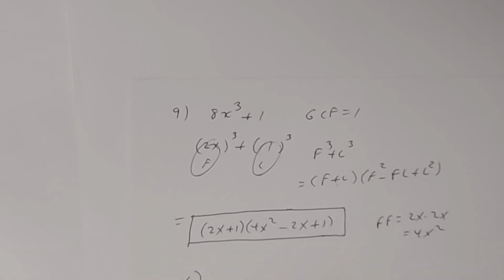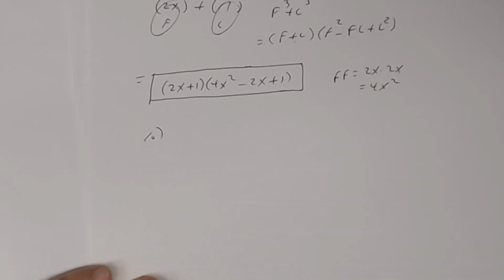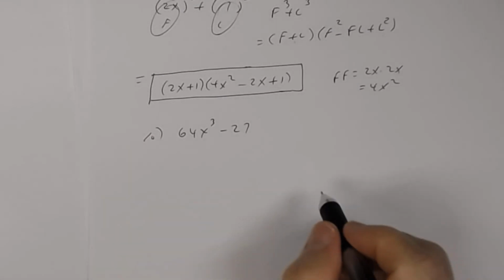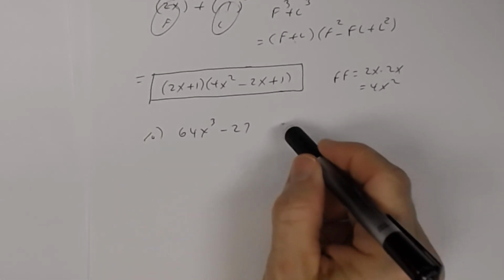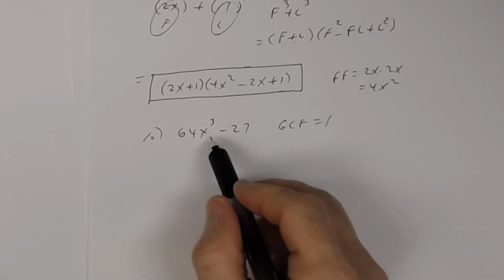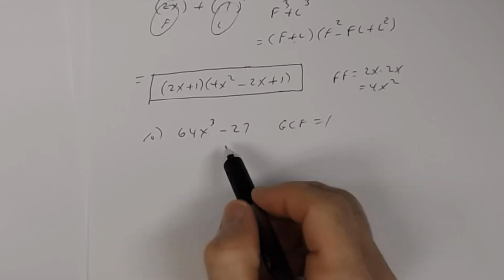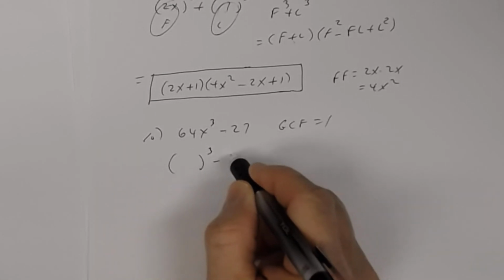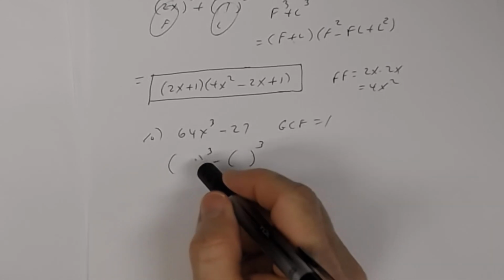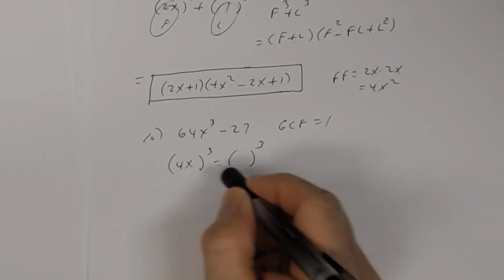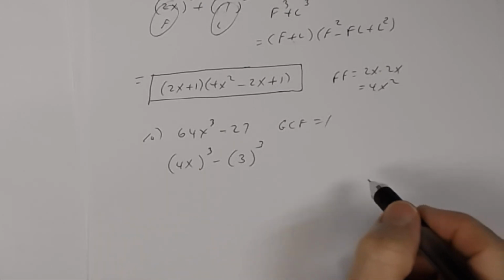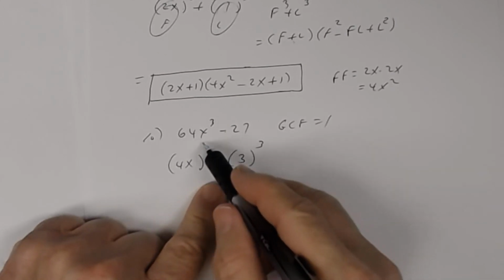Number 10, finally number 10, the last one. We have 64x cubed minus 27. I want you to again notice the GCF here is 1. And I want you to notice also that this looks like it's the difference of 2 cubes. So let's see if we can fill in these parentheses. What times itself 3 times is 64x cubed? Well, it's just 4x. What times itself 3 times is 27? Well, it's just 3. And so this is the difference of 2 cubes.